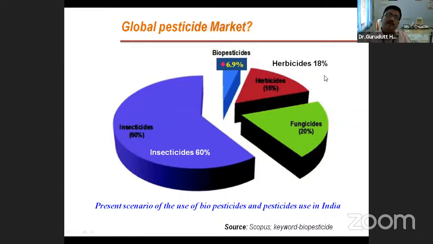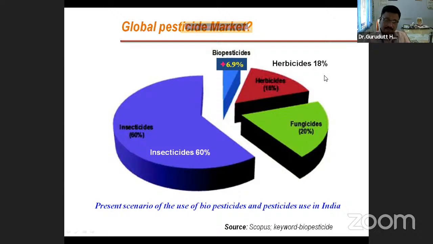Now, apart from having a lot of awareness on the use of organic agriculture, still the contribution of biopesticides is only 6.9%, as against 18% of herbicides, 20% of fungicides, and the majority, 60%, that is insecticides. There are so many reasons for the less use of, or less awareness on, biopesticides, because farmers have to practice it for a longer period of time, and it is not a silver bullet effect like chemical fungicides. We cannot get the yields or the returns overnight. He should have the patience.